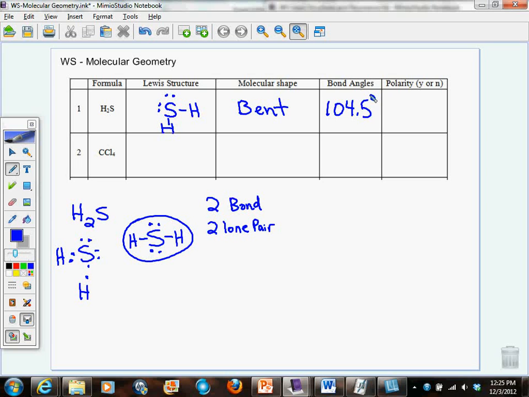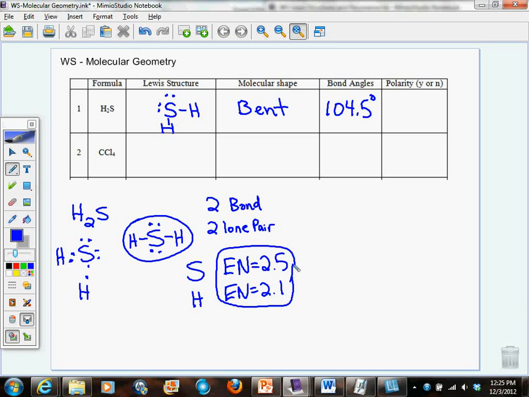And finally, polarity. Polarity gets to be kind of interesting because if we look at the electronegativity of sulfur, that's going to be equal to 2.5. And when we have hydrogen, the electronegativity is going to be equal to 2.1. Listen, when we're looking at molecular polarity, this is not bond polarity, but molecular polarity. Look first to see, is there a difference? And in this case, there is a difference. The difference is 0.4. It's not 0. So in this case, you will have polar bonds.